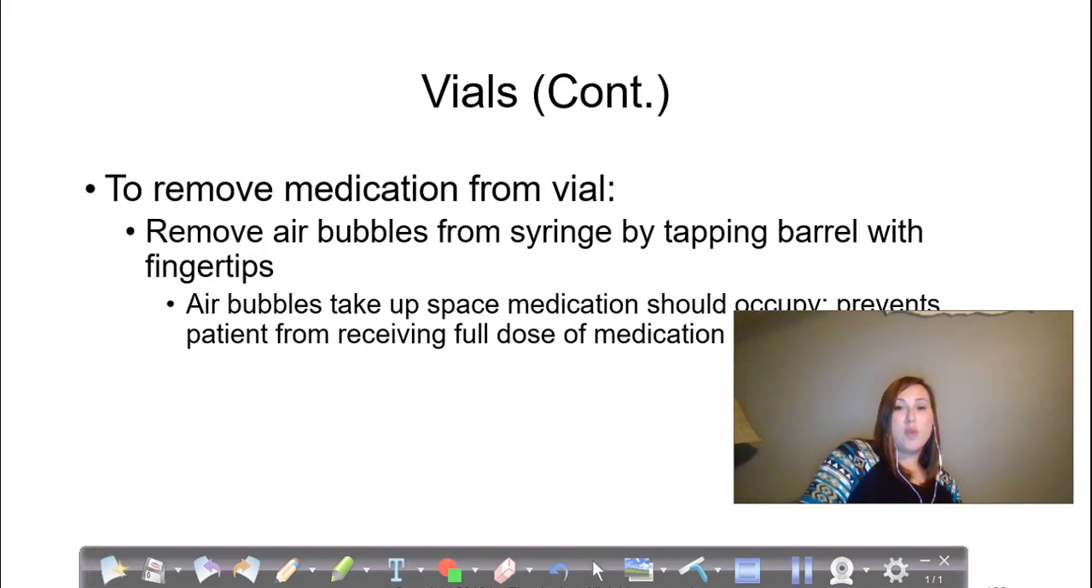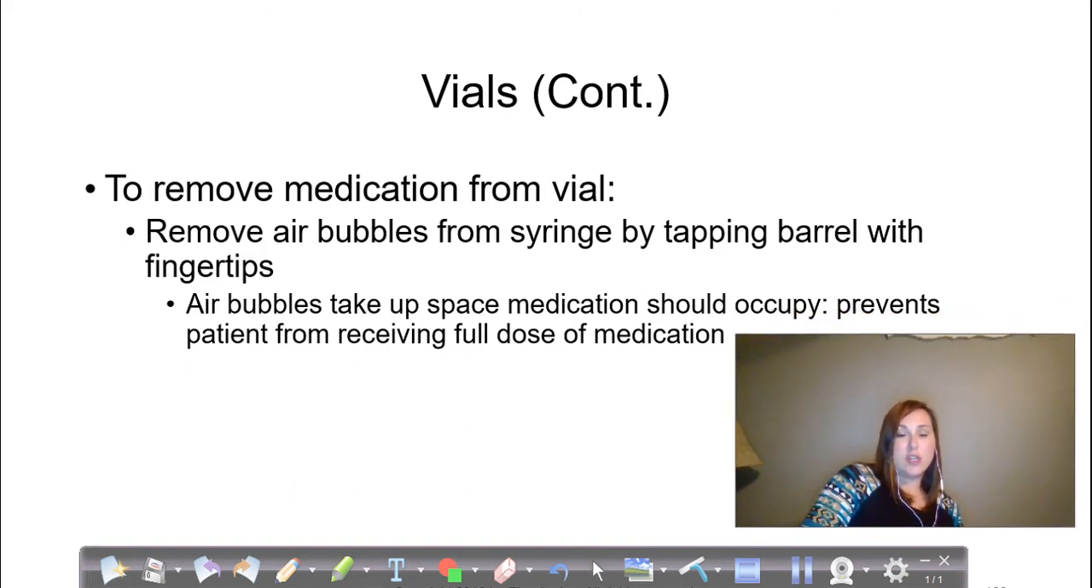You can remove bubbles that get into the syringe by tapping on the barrel with your fingertips. You'll see some nurses flick the barrel of a syringe. You'll see them use a pin to tap the syringe to get all the air bubbles out. But you don't want air bubbles because they take up space that medication should be occupying, so it can prevent the patient from getting all the medication.